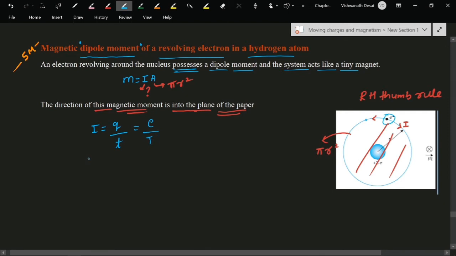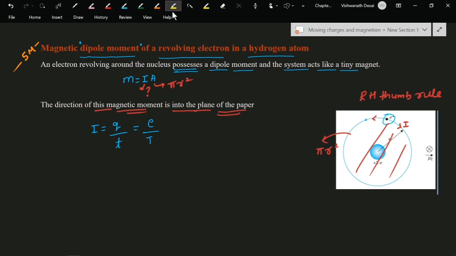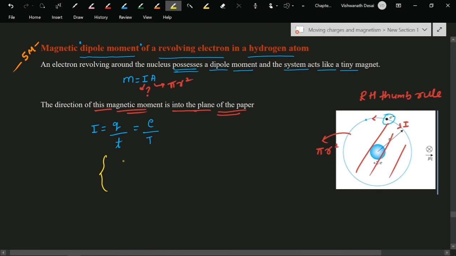Now I need to calculate the time period. First I want to solve for T. Can I write the time taken to move as distance divided by velocity? Because we know that velocity or speed is equal to distance traveled divided by time taken. So time taken is equal to distance divided by speed. I'm using that here.